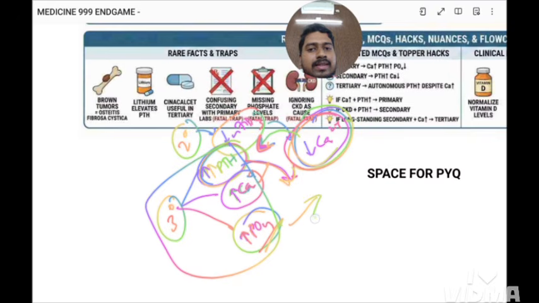Okay, so very high PTH, along with increased calcium and increased phosphate, is seen in tertiary. So what is the difference between tertiary and secondary? In secondary, calcium levels will be normal or decreased. In tertiary, calcium levels will increase because of autonomy of the parathyroid gland, releasing increased parathormone.